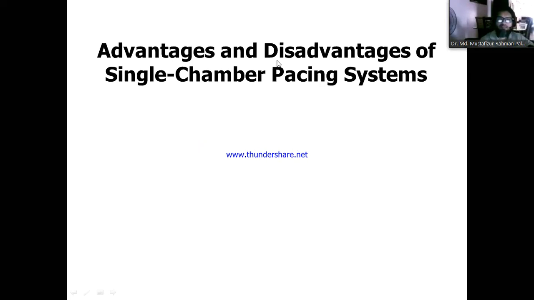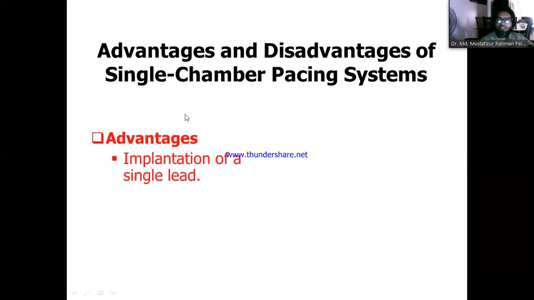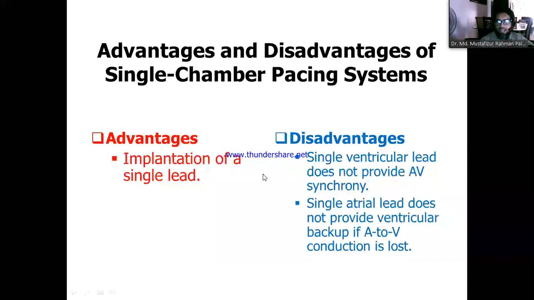Some advantages and disadvantages of the single chamber pacemaker are there. The advantages are very limited. With the implantation of a single lead, manipulation is less, the implantation procedure takes very little time, it is very easy to implant, and complications are less. But disadvantages are there.